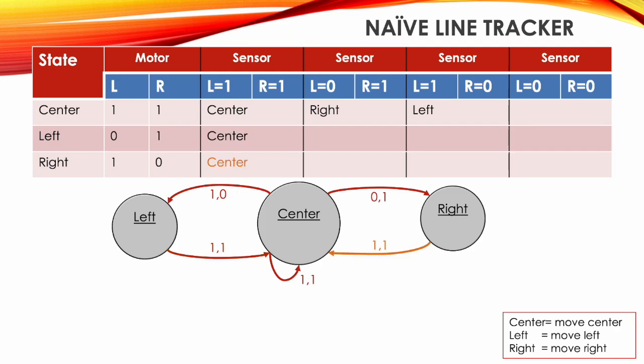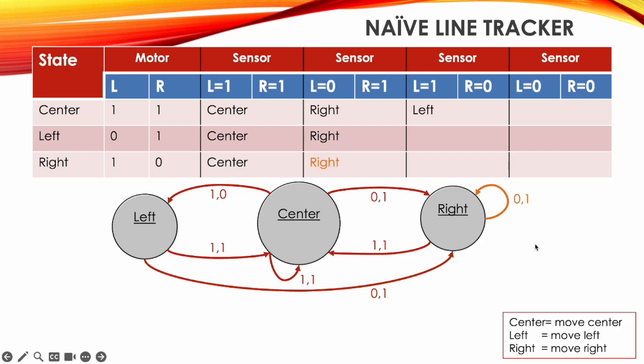So no matter which state I'm in, if both sensors are 1, then I want to go center and go straight ahead. If I am off to the left, I always want to turn right. So this is a very simple line tracking strategy. And that is true no matter which way I'm off to the left. If I'm already in the right state, I want to continue to go right until I get out of the off to the left state. Same thing applies in reverse.